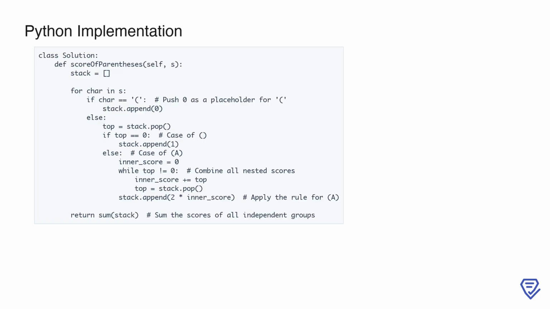Summing these values gives the total score of the string. This approach ensures that we correctly handle both nested and independent groups of parentheses. The complexity is O(n), since each character is processed once, and stack operations are efficient. This solution is concise and handles all edge cases, such as deeply nested or completely independent parentheses groups.